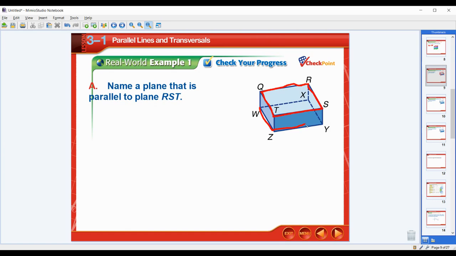So our answer here could be plane WZY. You could actually have multiple different names for this. Anything that includes 3 of the 4 letters on the bottom plane would count. So let's say, since they said RST, let's say plane XYZ.